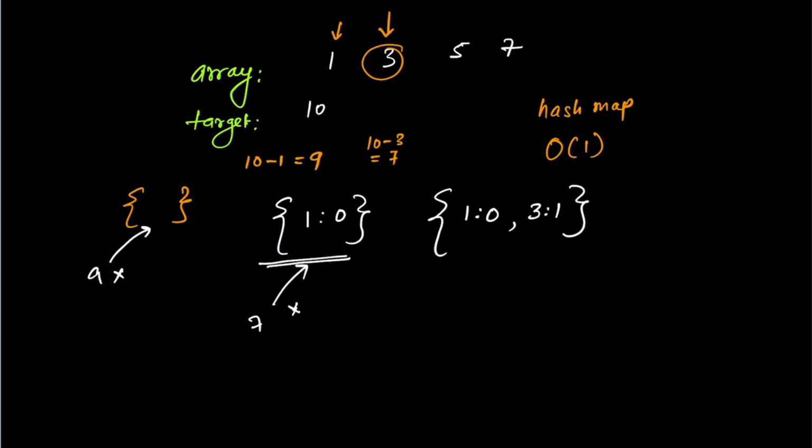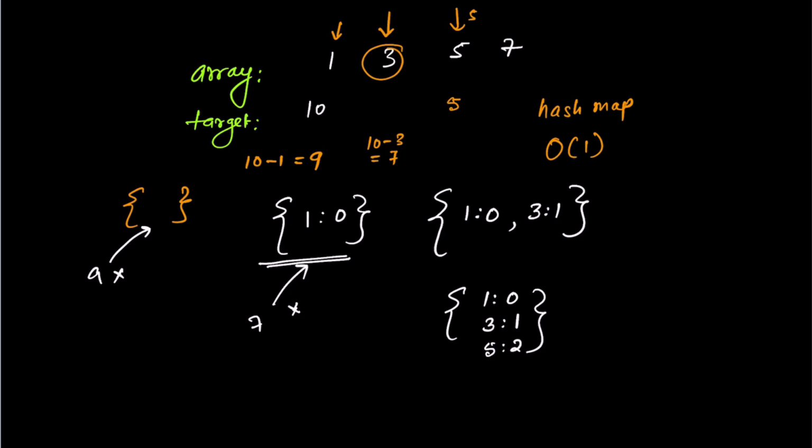Now we reach the number 5. Its complement is 5. Is 5 present in the hash map? It's not, right? So we need to move forward. But before that, we need to add 5 to the hash map. And we do that right here. The index of 5 is 2.